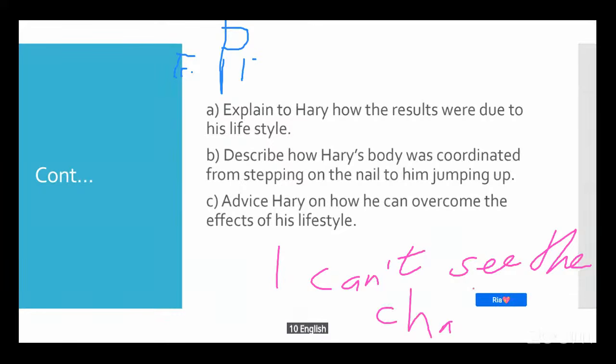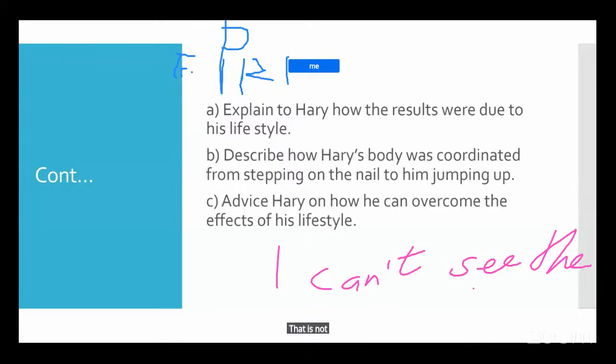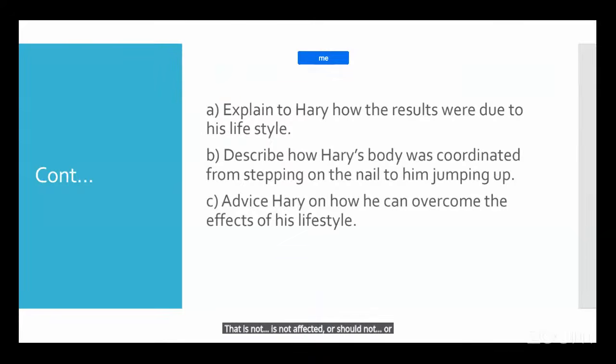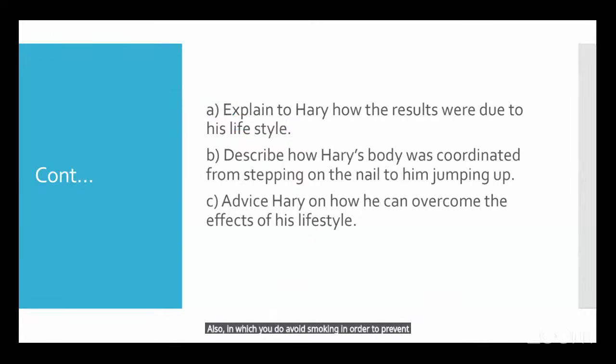Enule should avoid all of taking alcohol, to prevent over damaging of his lungs and damage of his liver and the kidney. Also, Enule should avoid smoking in order to prevent deposition of toxins or water in the body.